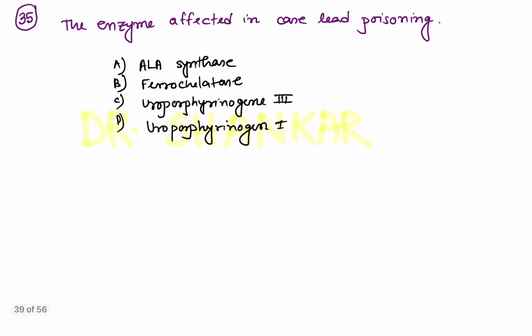The enzyme affected in case of lead poisoning, ALA synthetase, no. ALA synthetase is not the deficient enzyme. The deficient enzyme is rather ALA dehydratase. ALA dehydratase and ferrochelatase enzyme inhibition causes anemia in case of lead poisoning. So the enzyme affected or inhibited in case of lead poisoning is ferrochelatase and ALA dehydratase, not uroporphyrinogen 3 or 1.